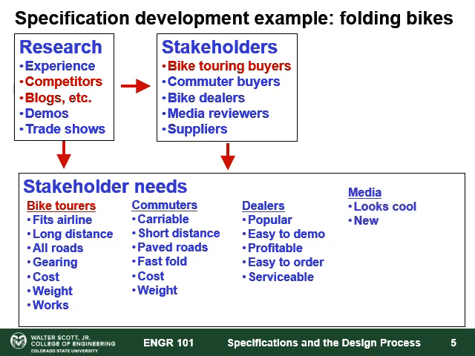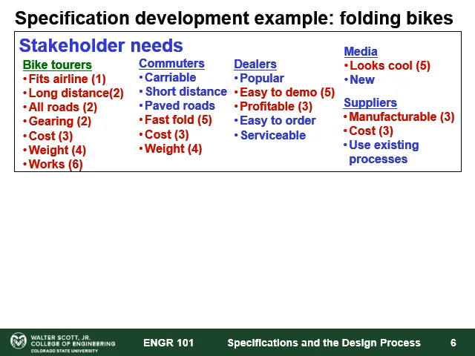The media is about news, so they want things that look cool and that are new. And suppliers care about things like, is it manufacturable? What does it cost to make it? And can they make it using their existing processes? I know I've gone through that list quickly, but I'm going to now take that same list and show you how it relates to specifications.